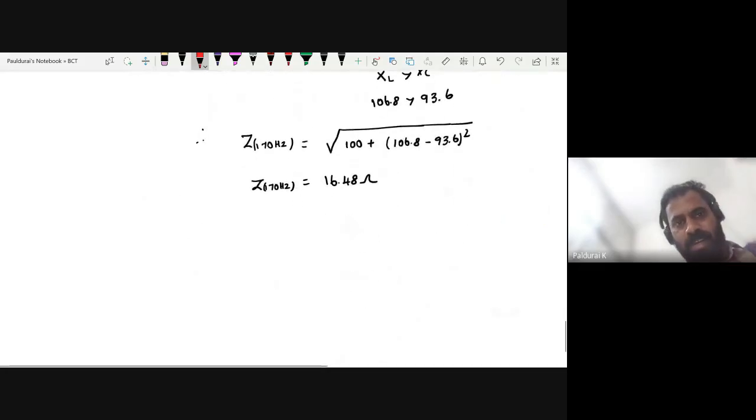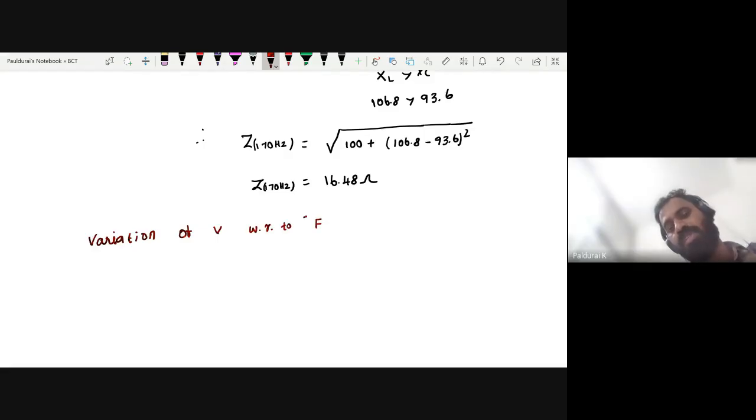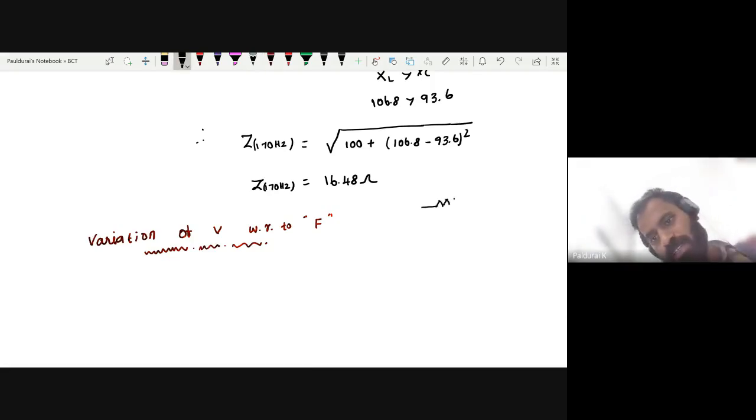Now my final topic for today's class. I want to teach this, but time is left short, so I will give the diagram alone, the explanation and the problem, and next class we will see. It is the variation of voltage with respect to frequency. Here is one more interesting concept. See the beauty. Try to understand my question clearly. With this I will wind up in the next 5 minutes.